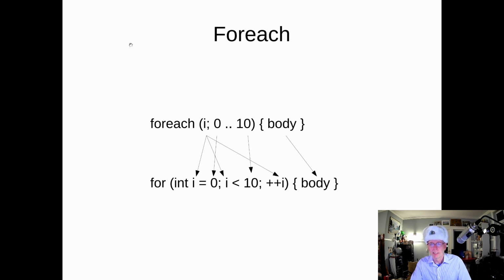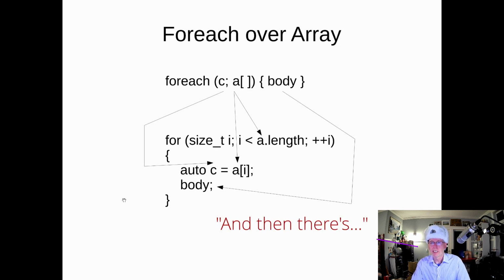So here's another example of what some nice syntactic sugar looks like. Foreach over a dynamic array. All we really care about with looping over the array is being able to look at each element of it. So C is the element, A is the array, and body is the loop body that's going to be executed. And you can see how it's rewritten into a for loop. And it's really pretty clear that the foreach is a much nicer way to do it. And the rewrite is pretty simple.